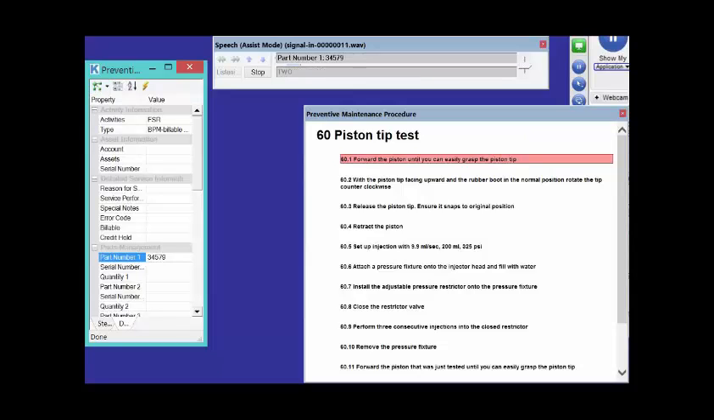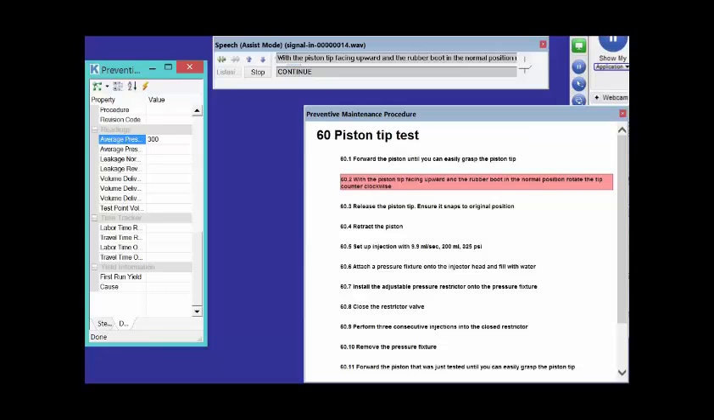Part number 1 is 34579. Quantity 2. Set average pressure delivered side B to 300. Pressure good. Continue. With the piston tip facing upward and the piston tip's good. Normal position. Check.